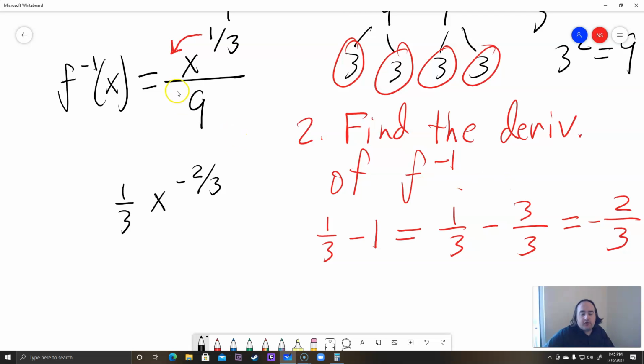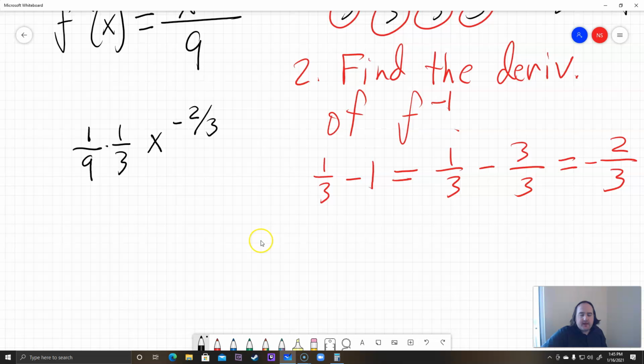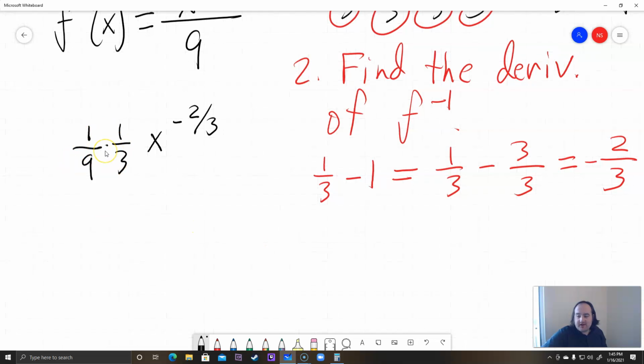And instead of writing the whole thing over 9, what I'm going to do is I'm going to rewrite it as a 1/9 out front. So I'm actually going to have a 1/9 out here. So we have 1/9 times 1/3 x to the negative 2/3. Okay? And then from there, all we have to do is really multiply these fractions. And once again, remember, when you're multiplying fractions, you multiply straight across. So you multiply the numerators and the denominators. So 1 times 1 is 1, and 9 times 3 is 27. So I get 1 over 27 x to the negative 2/3.